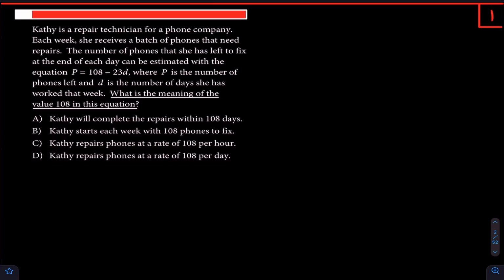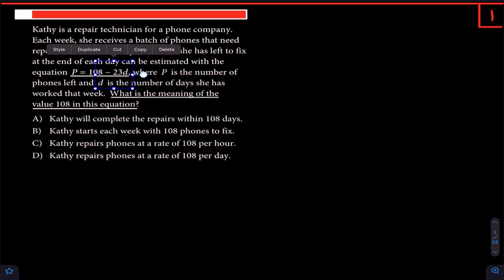Like here it says, what is the meaning of the value 108 in this equation? Well, what equation is it referring to? Well, the P equals 108 minus 23D. And if you want to know what P and D mean, well, it tells you that later in the problem. So that's how I like to start dissecting these problems.